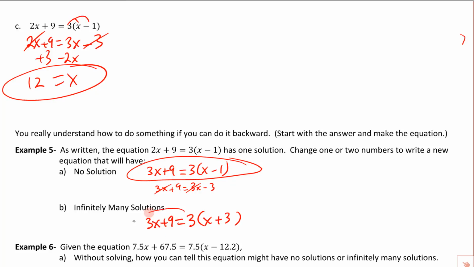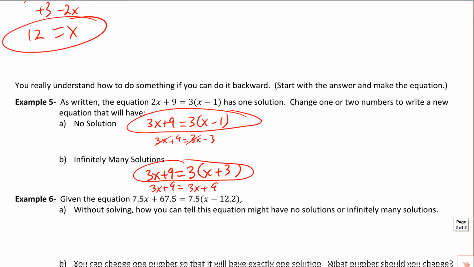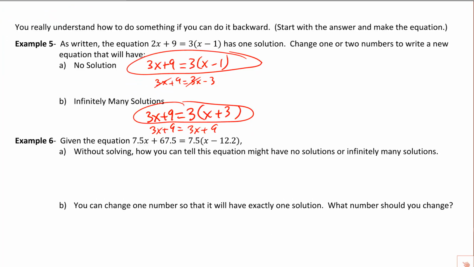So if we did that, I'm going to go ahead and circle this and just show you that this works out the right way. So we get 3x plus 9 on this side, and 3x plus 9 on this side once we distribute through. The two sides would equal each other, so we would have infinitely many solutions, okay? So those are a couple different ways you could adjust that. If you wanted to, you could change this to a 2, and then you might have to change this 9 or something like that, depending on whether you want infinitely many solutions or no solution.